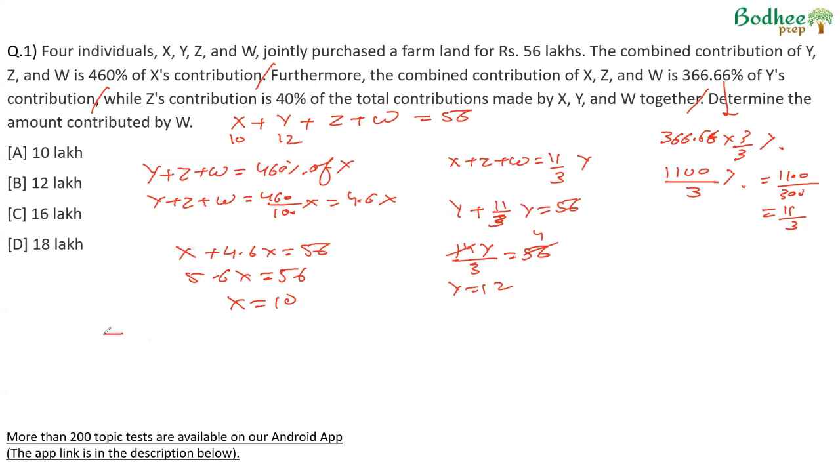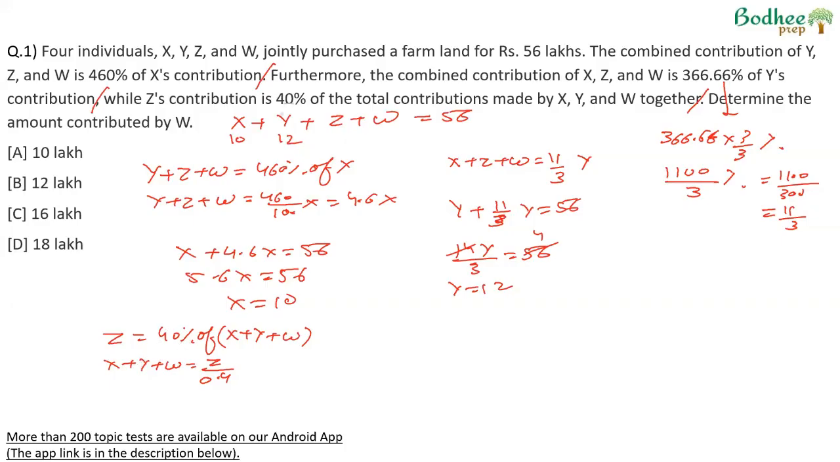Z's contribution: Z is 40% of the total contribution made by X, Y, and W together. So this means x plus y plus w is equal to z upon 0.4, because 40% is 4 by 10, that is 0.4, and we take it to the denominator.